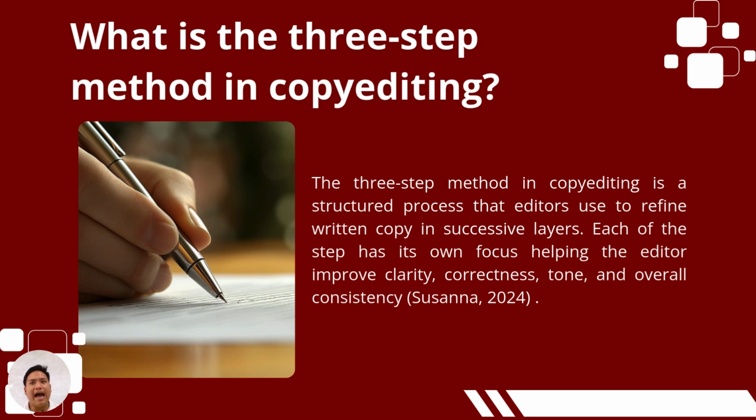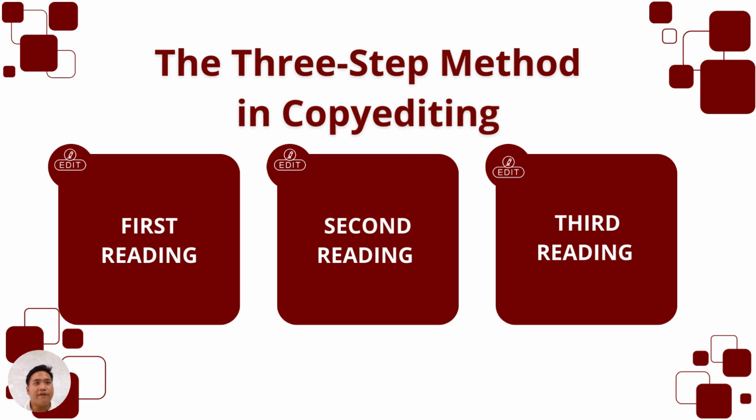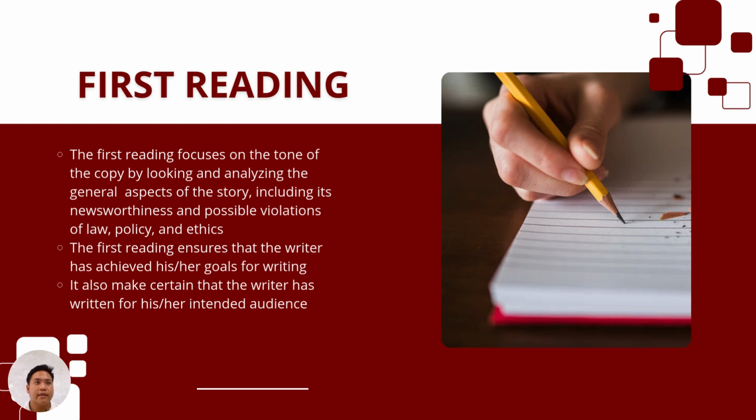Just like building a house, you don't jump into painting the walls. You first check the structure, then polish the details, and finally add some finishing touches. Similarly, in copy editing, we go through three readings to make sure a piece of writing is clear, accurate, and effective. So here is an overview of the three-step method in copy editing. We have the first reading, second reading, and third reading.